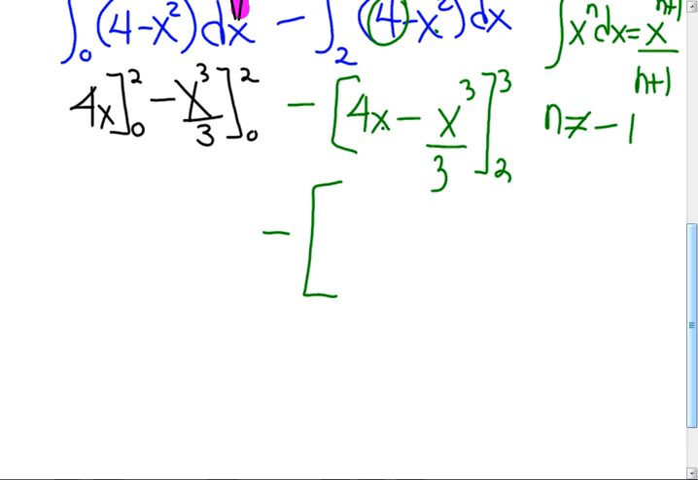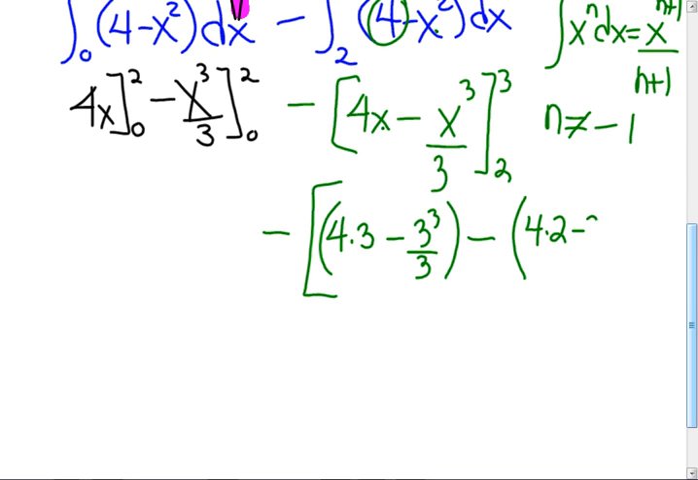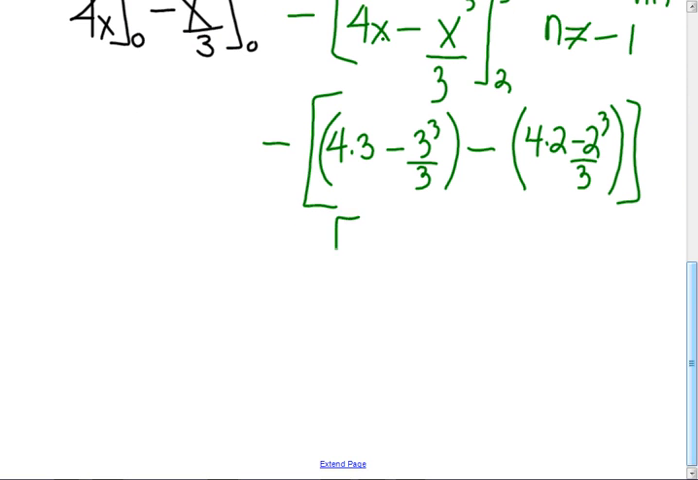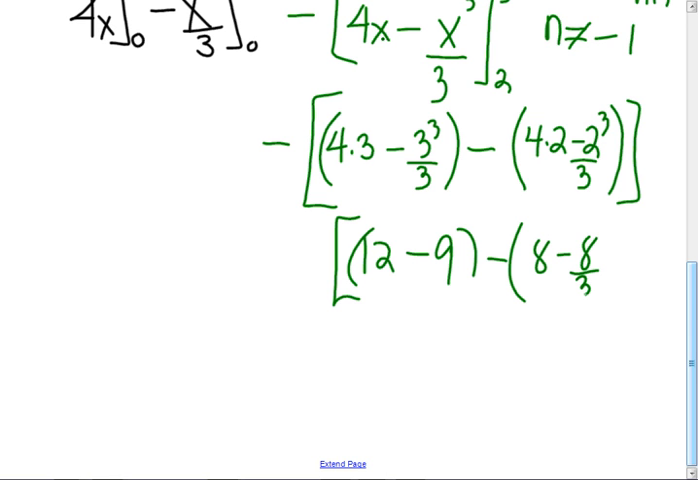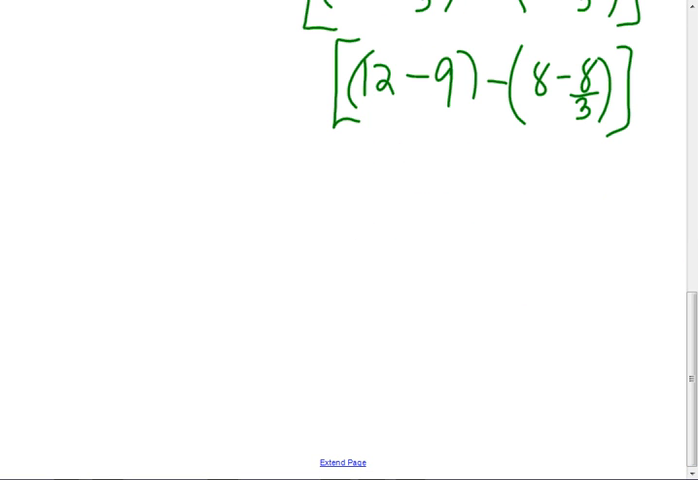What's 4 times x? It's 4 times 3 minus 3 cubed over 3. Don't skip steps. Minus, and the reason why is you're going to mess up your sign, and then I'm going to do 4 times 2 minus 2 cubed over 3. I just want you to believe that that's a negative number. Is it? This is 12 minus what? 27 over 3 is 9. Minus, and then that's 8 minus 8/3. Right? Okay, so in the first one, that 12 minus 9 is?